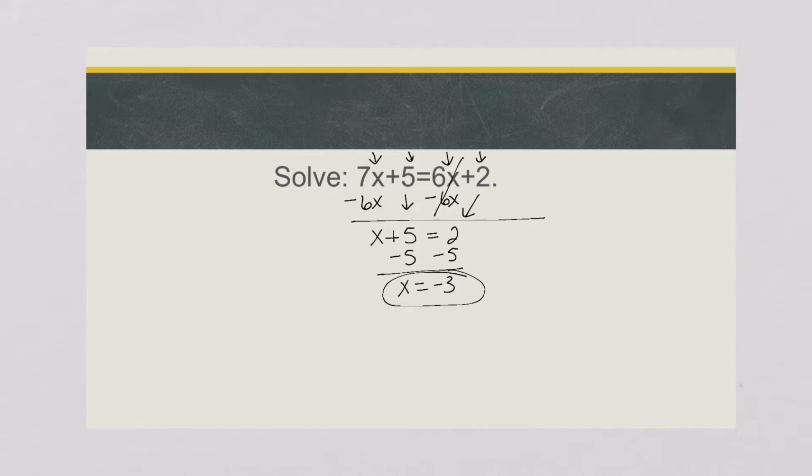So now let's check our work. So I'm going to put negative 3 everywhere I see x. So 7 times negative 3, again, I always go back to my original problem. Does that equal 7 times negative 3 is negative 21. 6 times negative 3 is negative 18. Negative 21 plus 5 is negative 16. Negative 18 plus 2 is negative 16. That works, so I know this is my correct answer.